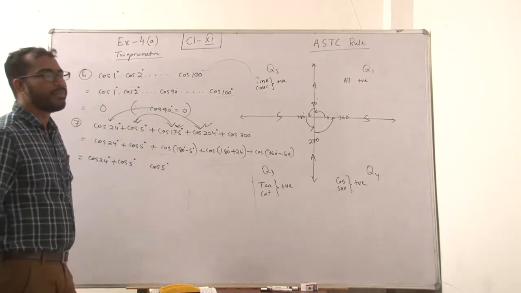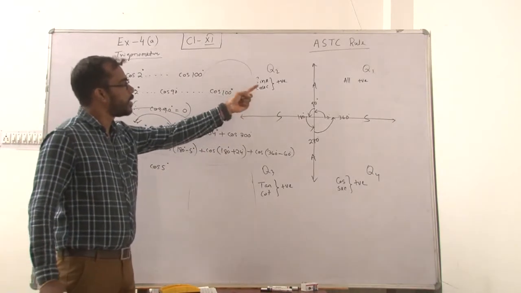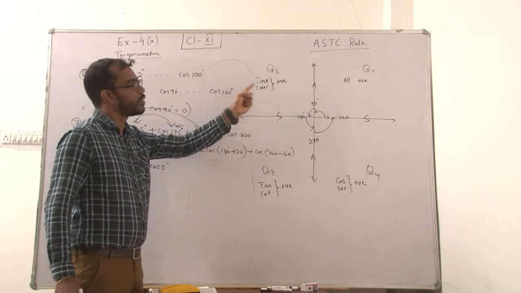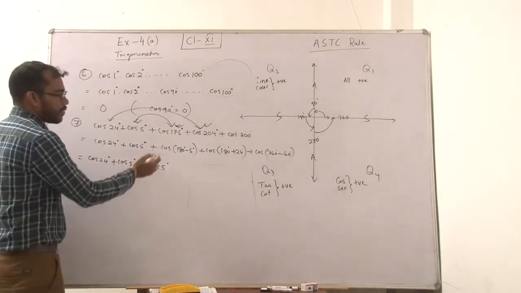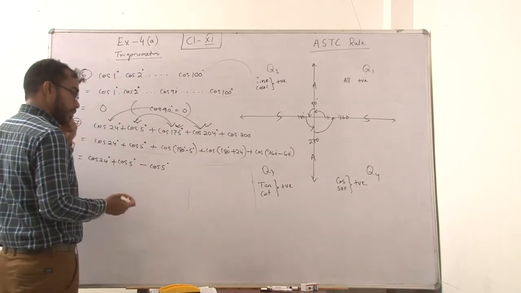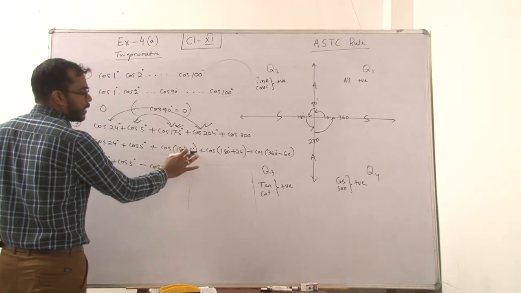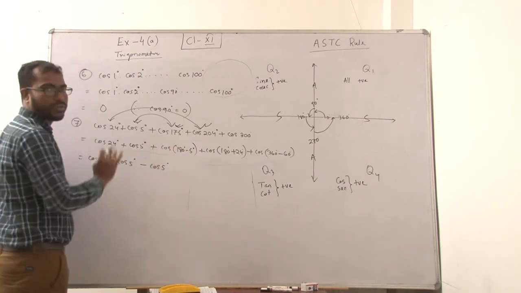Cos 180 minus theta means 180 minus theta lies in the second quadrant. In the second quadrant, sin and cosec are positive, but here you can see cos, so it is negative. That means you can clearly say cos 180 degree minus theta is equal to minus cos theta.